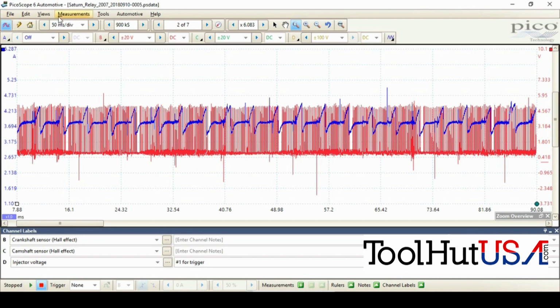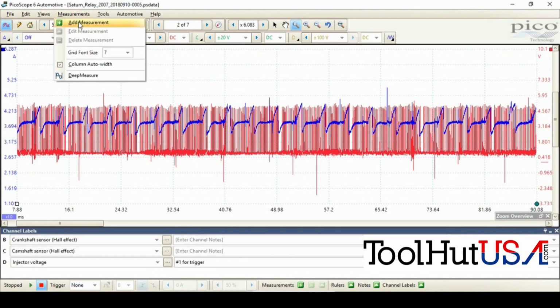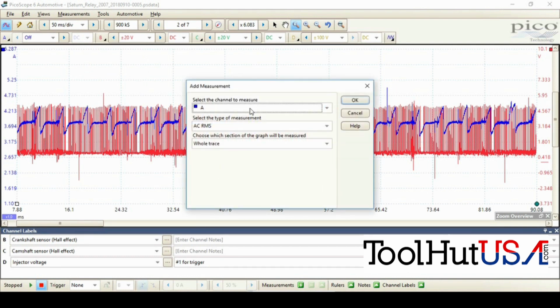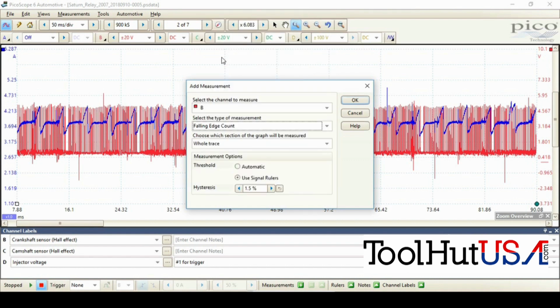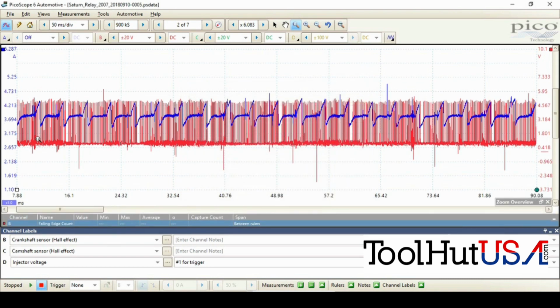So we're going to go up here to measurements. We're going to add a measurement. We're going to measure channel B, because that's our crank sensor. And then we're going to do the falling edge count. This is where the crank sensor is pulled back down to ground. This is a pull-up type style sensor, so the falling edge or the rising edge should give us comparable numbers. I want to play with it between the rulers, because I know how many pulses the crank sensor is supposed to have between the gaps. So it should be 58. But let's start right here.